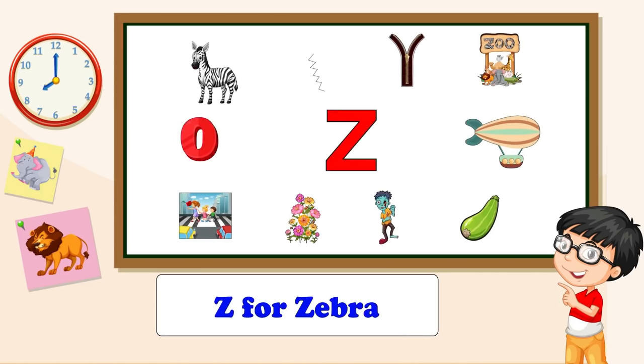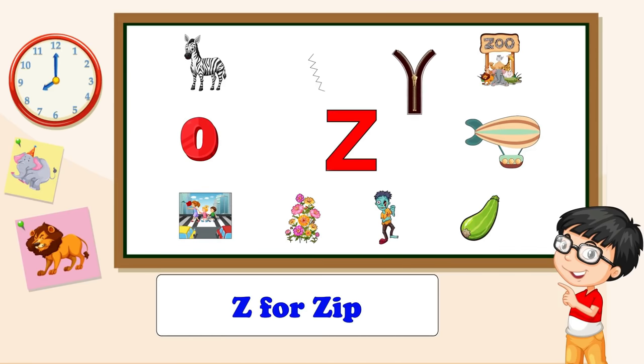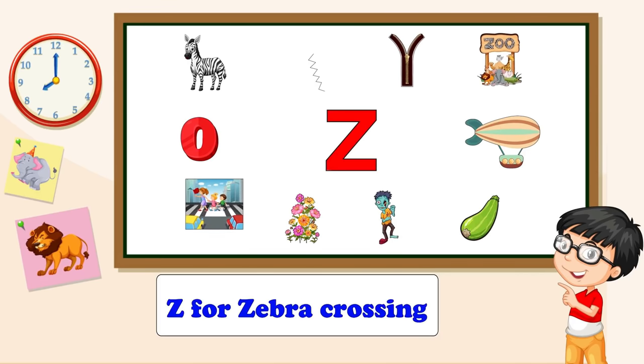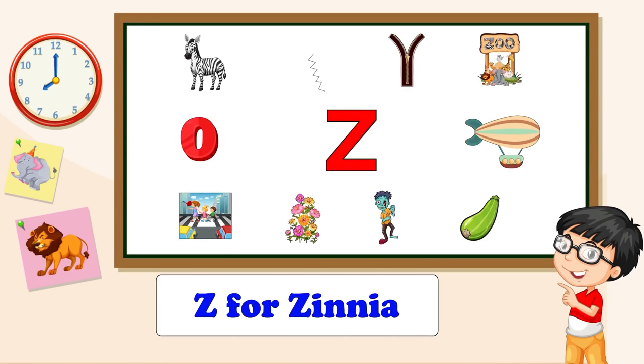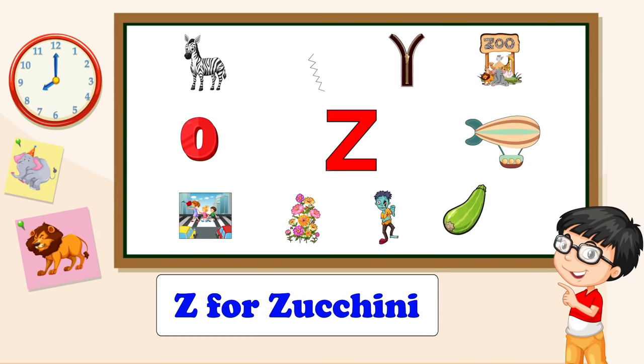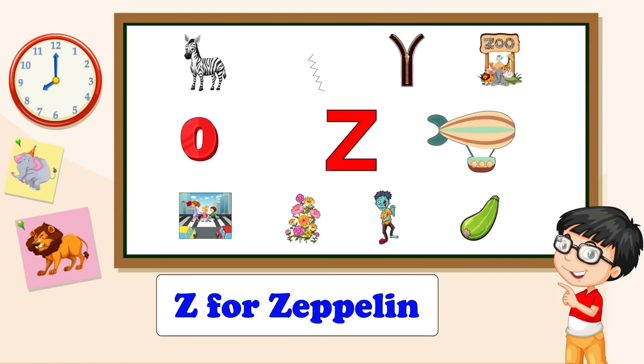Z for zebra. Z for zigzag. Z for zip. Z for zoo. Z for zebra crossing. Z for zinnia. Z for zombie. Z for zucchini. Z for zero. Z for zeppelin.